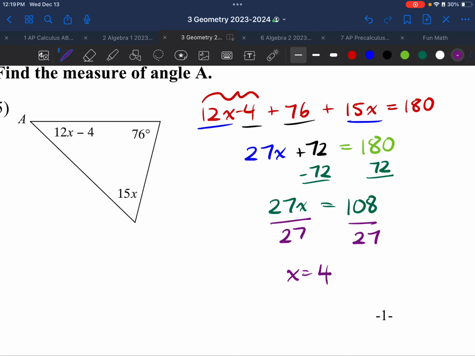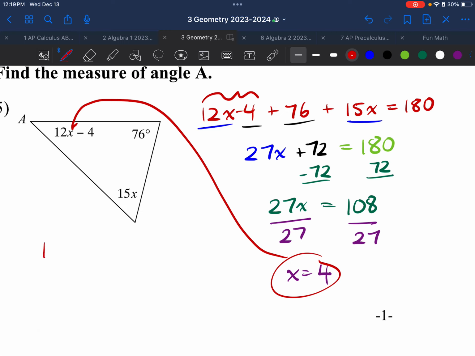I need to plug this x into our x over here. And our final expression is going to be 12 times this x of 4 minus 4. So this is going to be 48 minus 4, which is 44 degrees for my final answer.